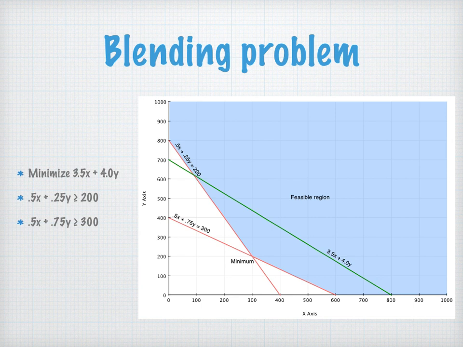But we're interested in minimizing the objective function. The green line is a mapping of the objective function for the solution when x equals 800 and y equals 700. And you can see this lies in the feasible region. If we move this line parallel to itself to the left and look for the last point where it touches the feasible region, then that will give us the minimum. In this case, the minimum will be when x equals 300 and y equals 200.